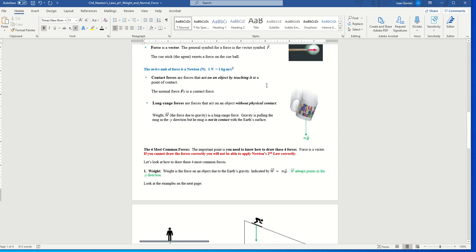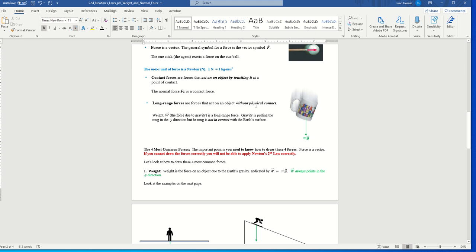Well, the MKS unit of force is a Newton. 1 Newton is equal to 1 kilogram meter per second squared. There are forces known as contact forces. They're forces that act on an object, but the agent has to be touching the object. One object has to be touching another. They're in contact. We'll find out in a few minutes the normal force, Fn, N for normal, F for force. The normal force, Fn, is a contact force.